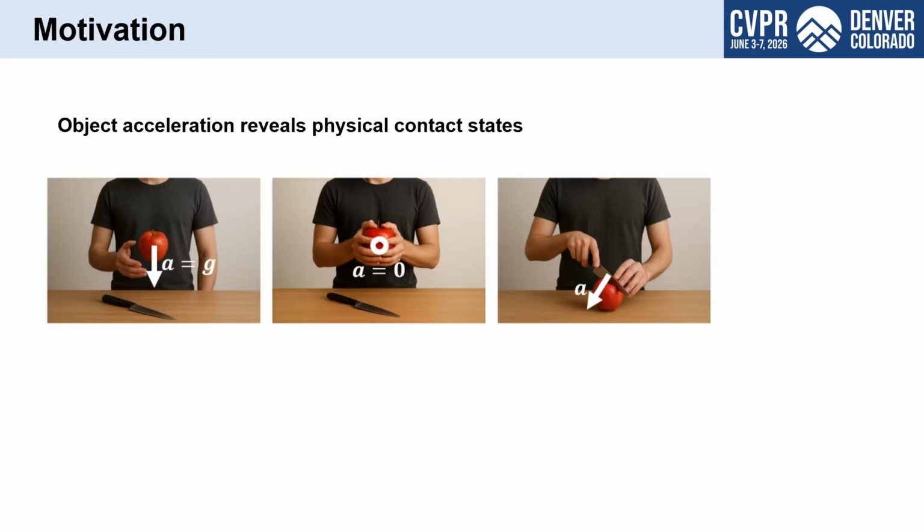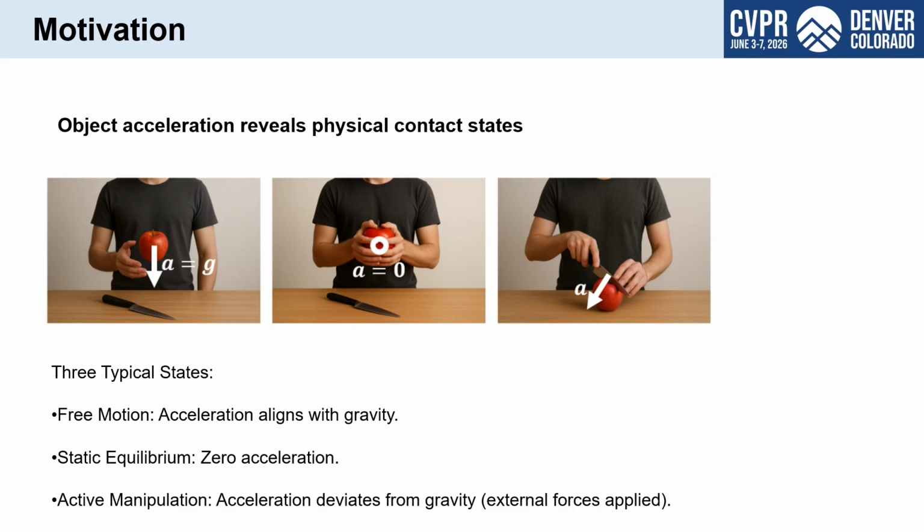Next, let's talk about the motivation behind our physics-aware modeling. Our physics-aware modeling is driven by the observation that an object's acceleration indicates its contact state. We classify this into three states. Free motion: acceleration aligns with gravity. Static contact: zero acceleration. Contact motion: acceleration deviates from gravity. Modeling these states ensures physical consistency in motion generation, preventing artifacts like floating or penetration.